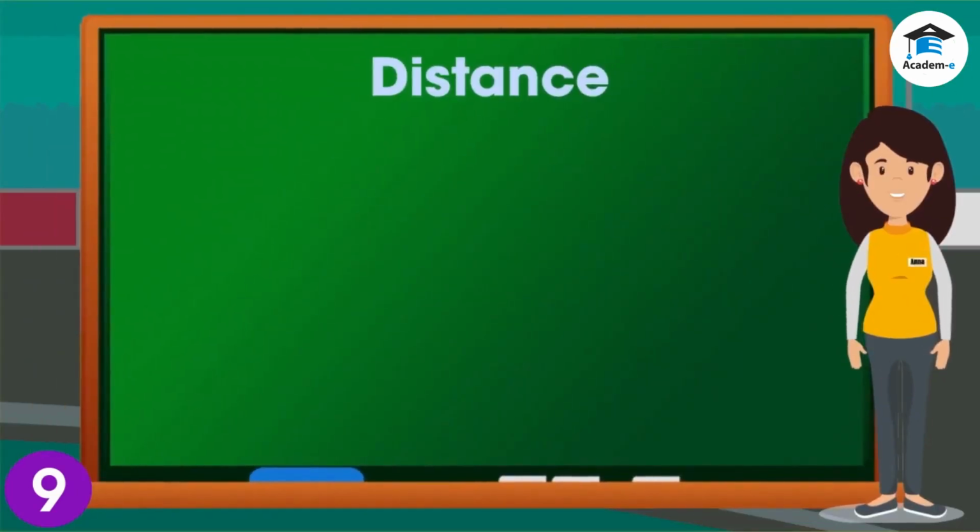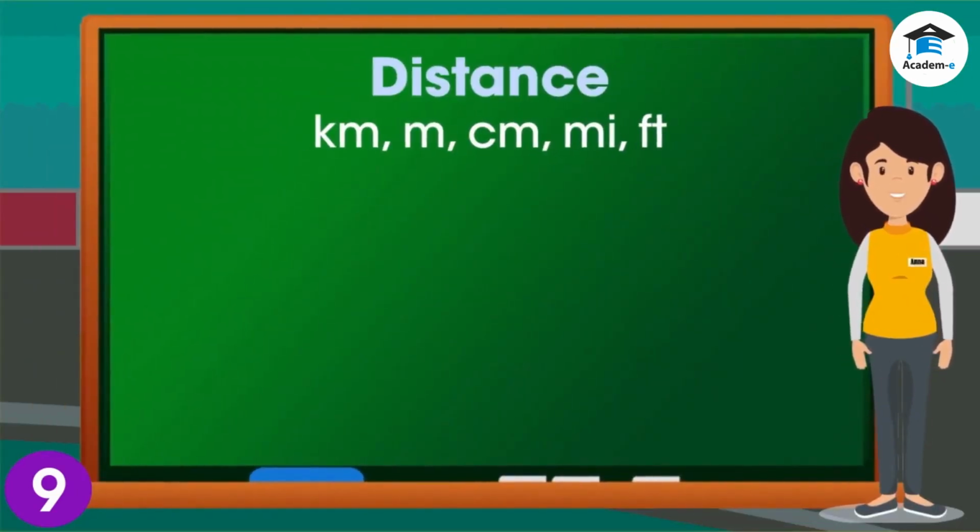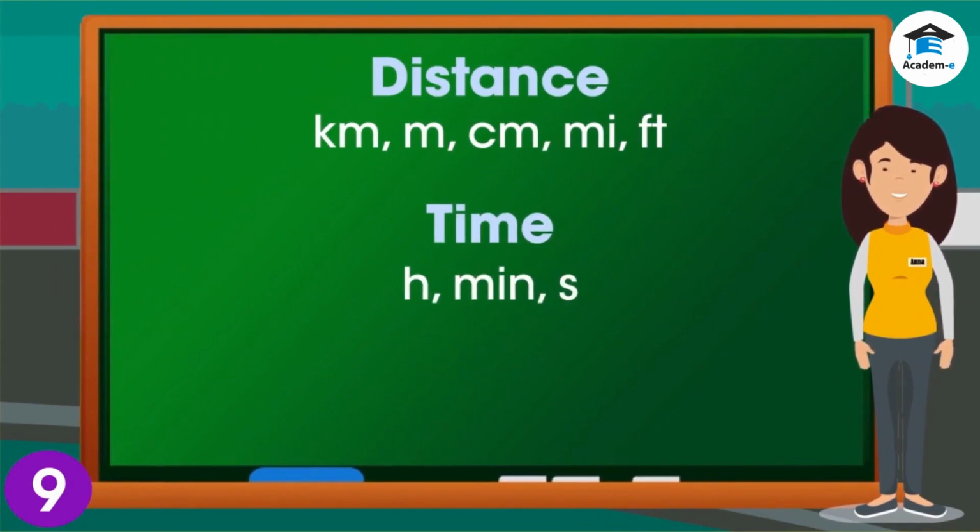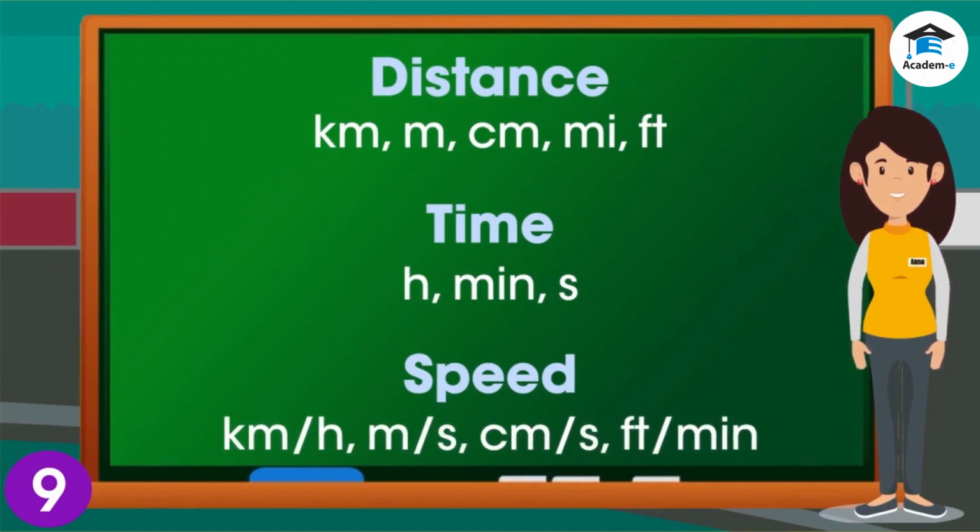Distance is usually measured in kilometers, meters, centimeters, miles or feet. Time is measured in hours, minutes or seconds. Therefore, speed can be measured in kilometers per hour, meters per second, centimeters per second or feet per minute.